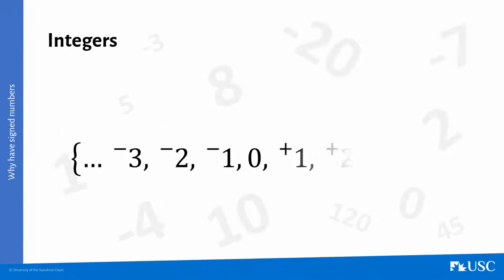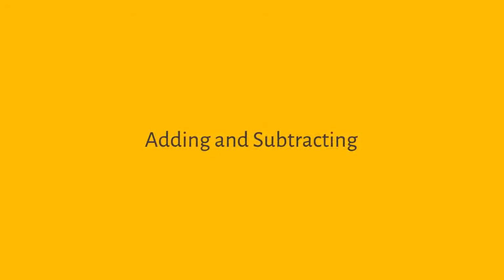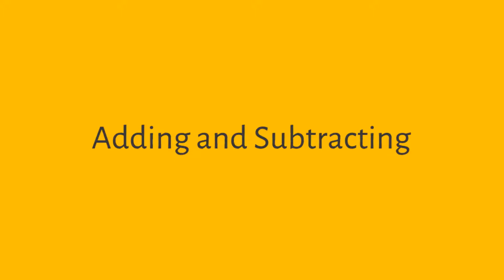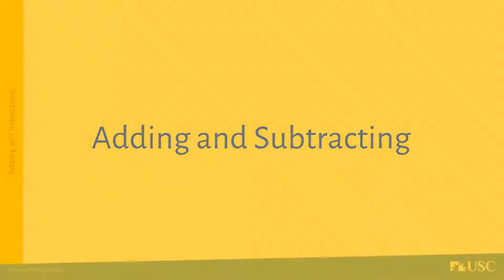The set of positive and negative whole numbers together with 0 are called the set of integers, and they're given the symbol J. Let's see how we add and subtract integers.